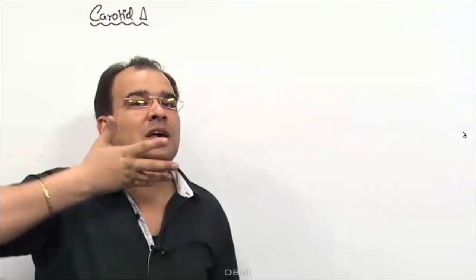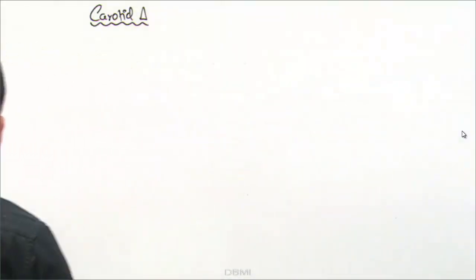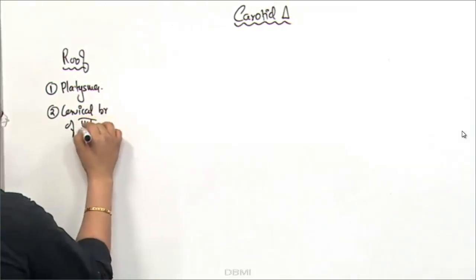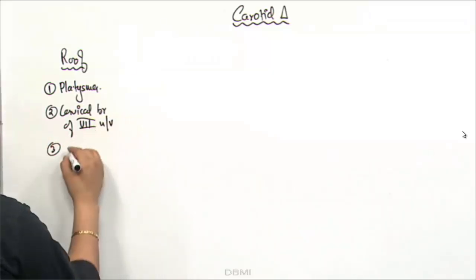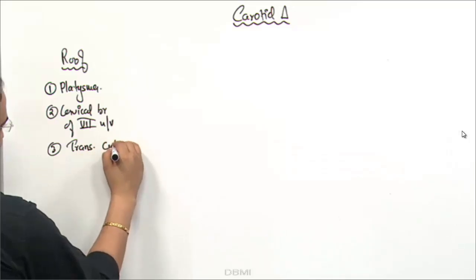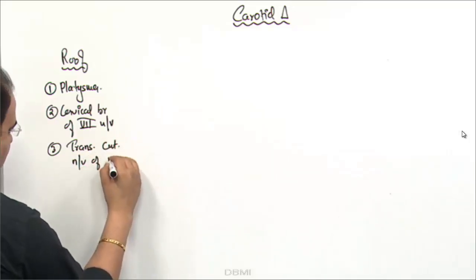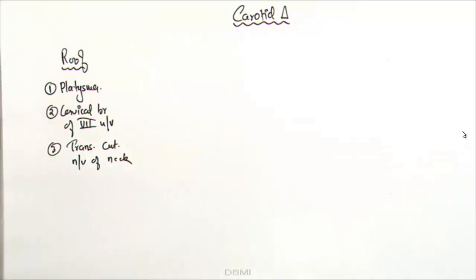Then we have one subcutaneous muscle present here. We already know that muscle. What is the muscle, guys? That is platysma. And what is the nerve supplying platysma? When we were talking about the facial nerve yesterday, we had 5 branches of facial nerve. Which one was supplying the platysma? The 5th one, that is cervical branch of facial nerve. So in the roof of the triangle, the important structures are platysma, cervical branch of facial nerve, and then transverse cutaneous nerve of neck.